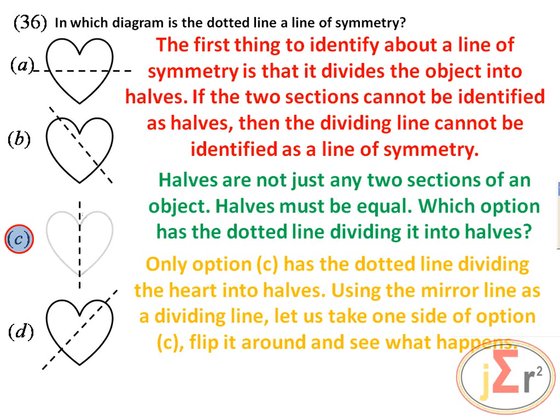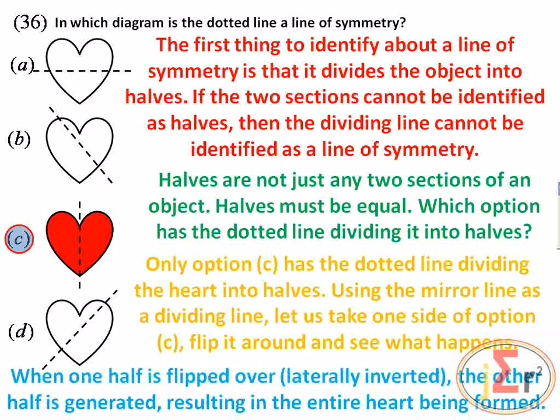each side being generated when we laterally invert one half of the heart about the dotted line. When one half is flipped over, which is laterally inverted, the other half is generated, resulting in the entire heart being formed. So because of that, we are sure that the dotted line is a line of symmetry.